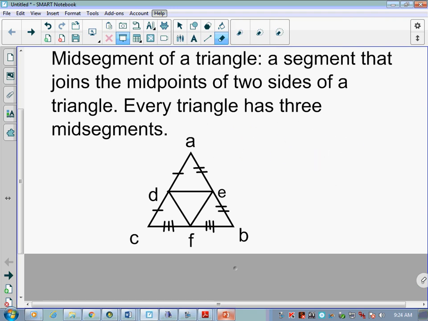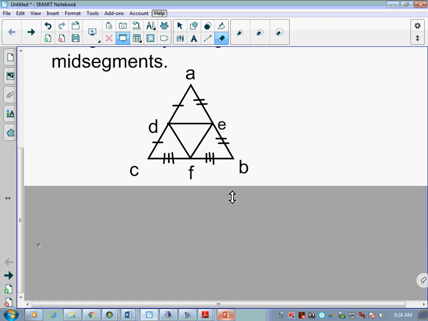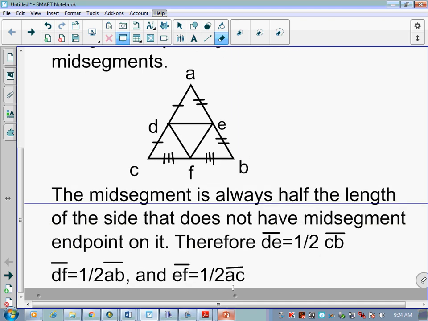All right, let's keep going here. Now, the midsegment is always half the length of the side that does not have a midsegment endpoint on it. Therefore, DE, this line right here, is going to be half of the side opposite it, the side that it does not share an endpoint with. So DE is 1/2 of CB. DE is also parallel to CB. So we learn two things: that it is half, and that it is parallel.